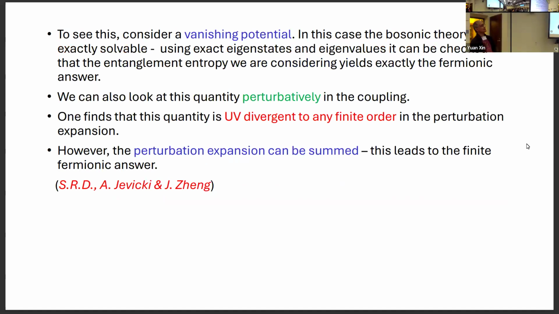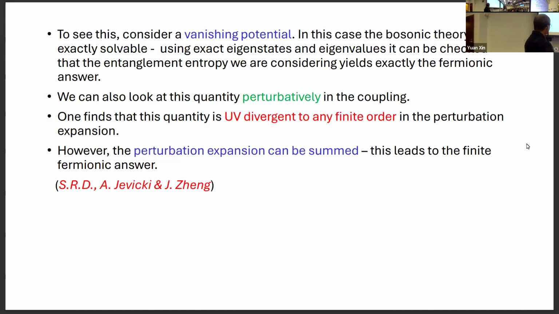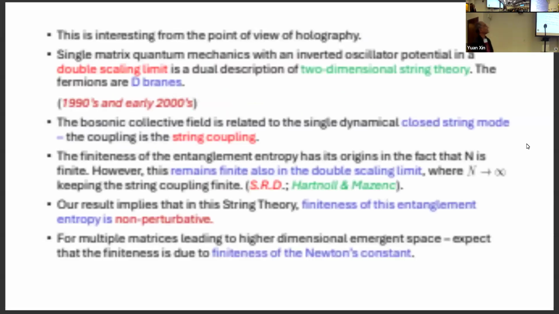Now I should also emphasize that this cutoff is, from the point of view of this theory, a non-perturbative effect because it appears inside the log. In fact, there are some simple examples where you can work this out perturbatively in the coupling. And what you find is that to every order of perturbation theory, the answer is divergent, but you can sum the perturbation theory and then the exact answer reflects the finite answer which you get from the fermionic theory.